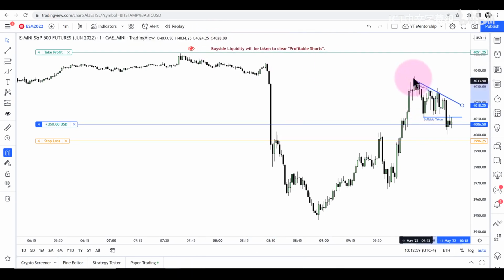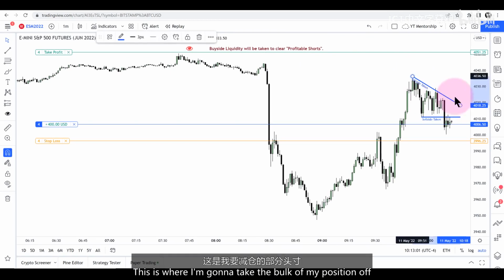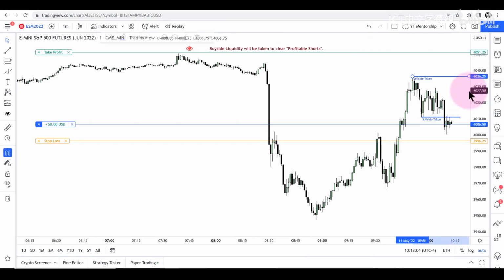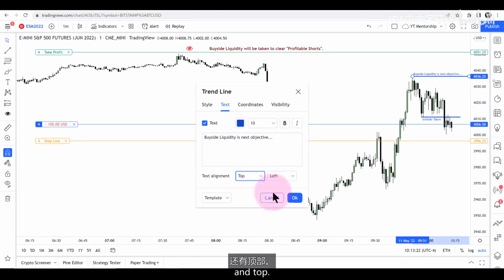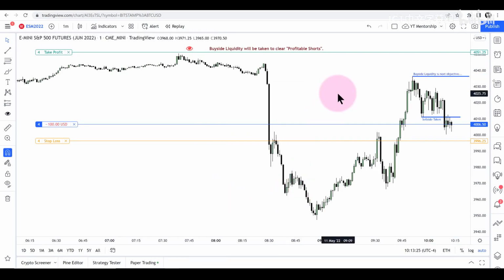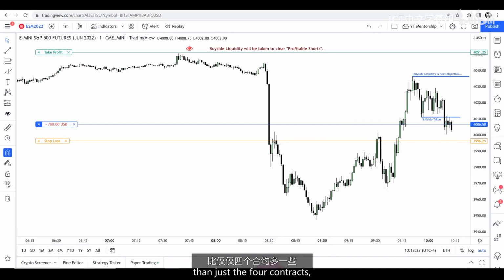But let's say I'm wrong. What am I going to aim for? This is what I'm going to take the bulk of my position off at. I've got to make this show on top of the line. All right, so I'm reaching for that. Now, the bulk of my position, I'm going to try to pyramid and build this position a little bit bigger than just the 4 contracts, but we'll see what I get.